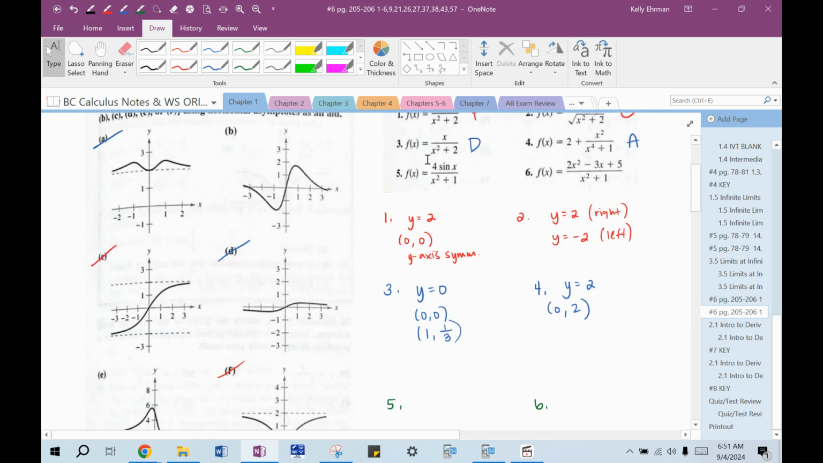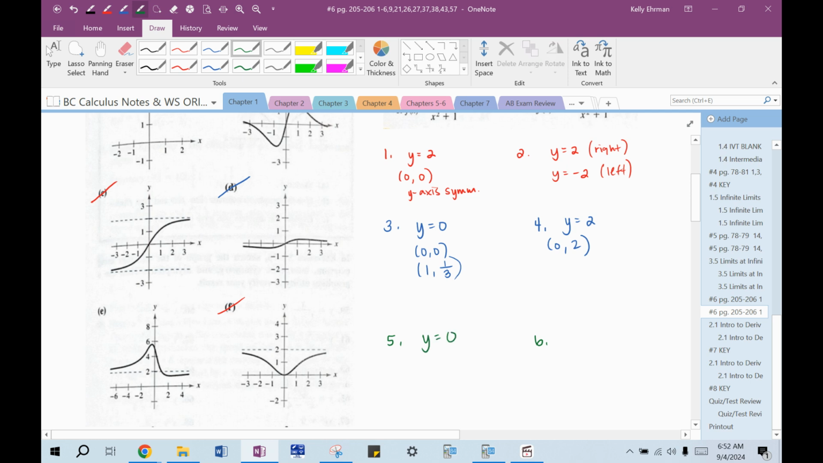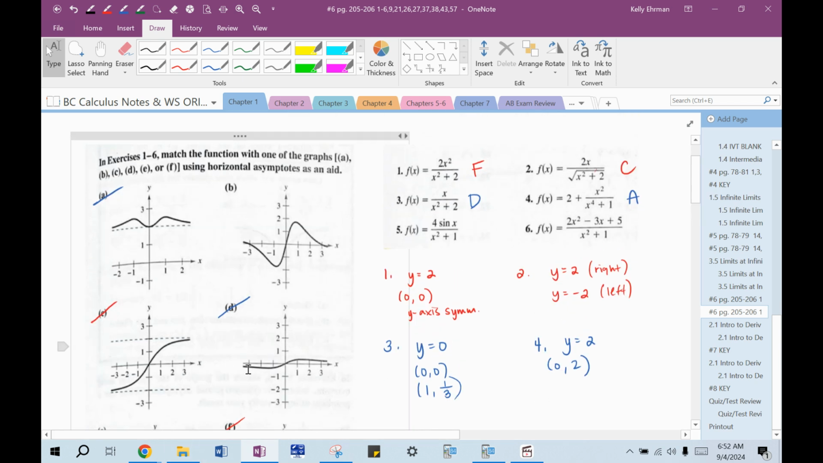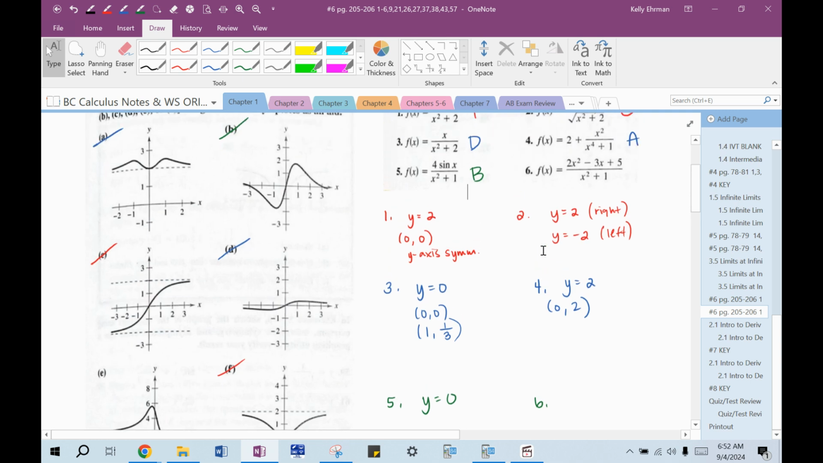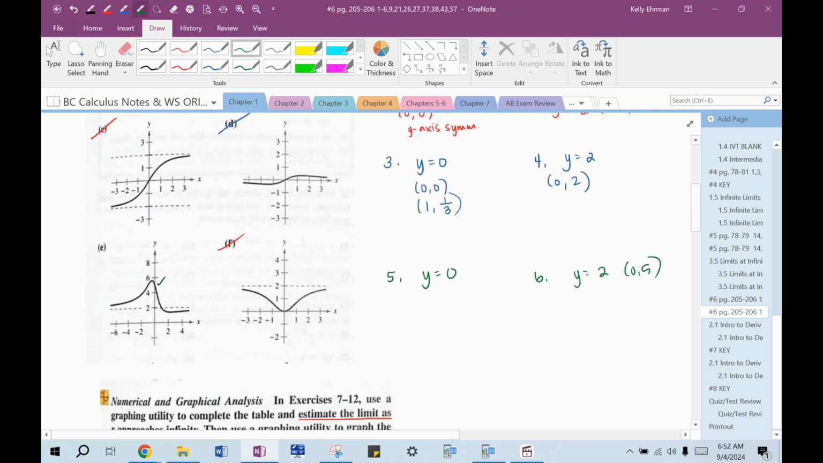All right, 4 sine divided by x squared plus 1. So remember, 4 sine will stay between 4 times negative 1 and 4 times 1, and then you'll end up dividing by infinity. So you're going to have a horizontal asymptote of 0 for this one. And then my only choice there is B because we're down to B and E. So B. That means that number 6 has to be E. And if we just kind of verify, it should have a horizontal asymptote at 2. And if I plug in 0, I get 5. So yeah, that's fitting with graph E.